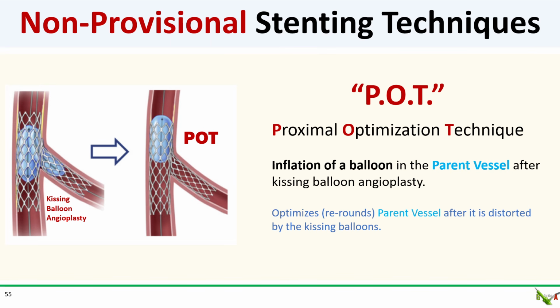Now, sometimes you hear interventionalists talk about something called POT when they talk about bifurcation stenting. What the heck is POT? Well, usually after both stents are placed, you'll do kissing balloon angioplasty to dilate both stents well. But 2 balloons inflated together can distort the proximal part of the stents. So interventionalists will often use a short balloon to reshape and re-round the proximal parts of the stents. This is called the proximal optimization technique, or POT.